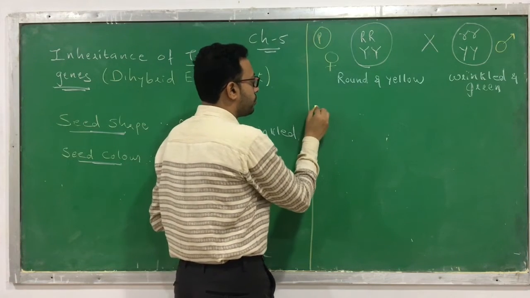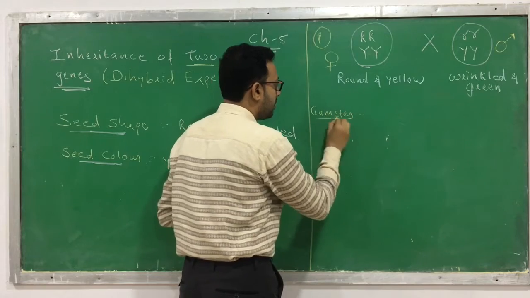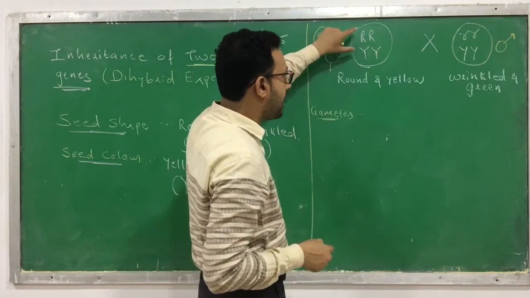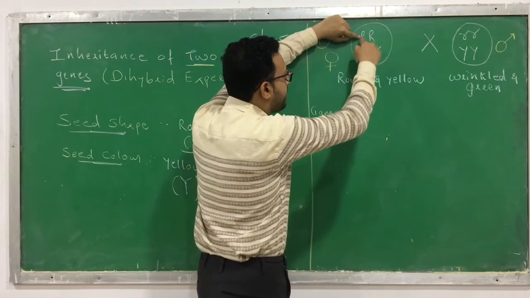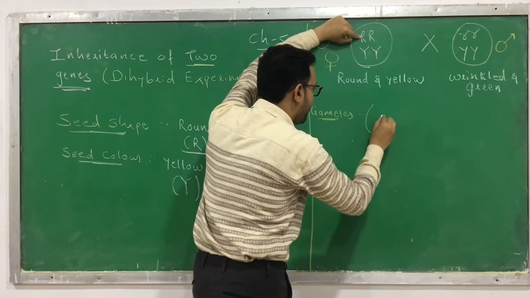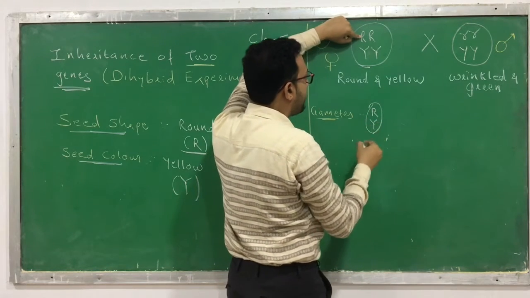Now what do we have to do? We have to form the gametes first. So which are the gametes of this? Listen how the gametes are formed over here. The first gamete is capital R, capital Y. Remember how the gametes are formed. Capital R, capital Y. This is the first gamete.